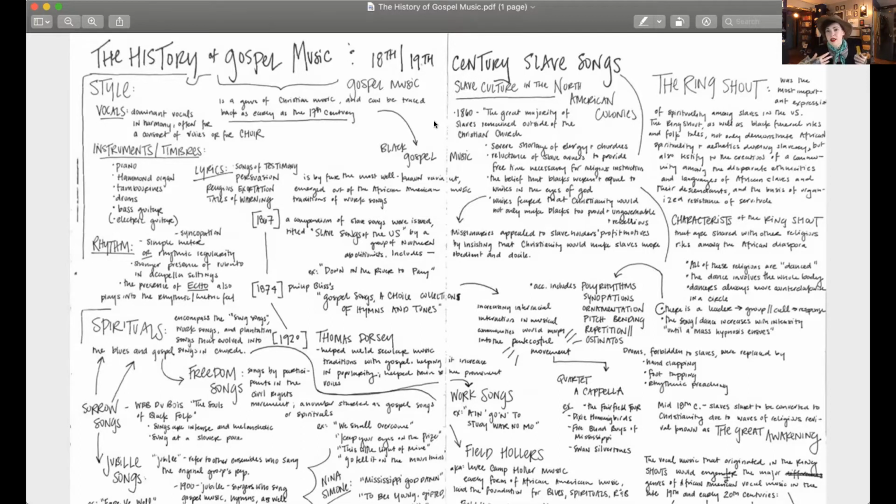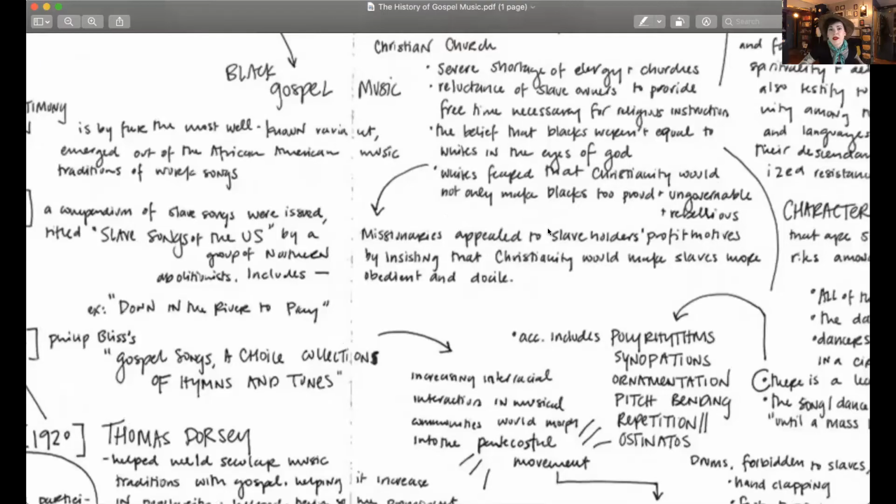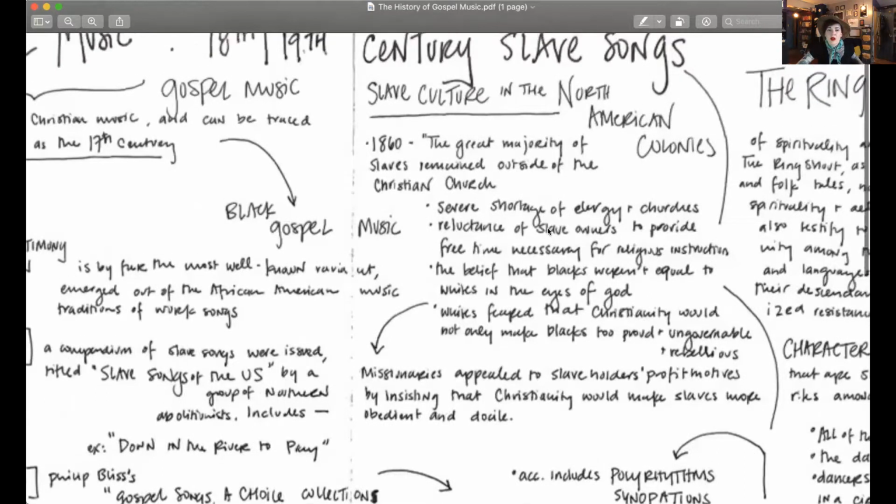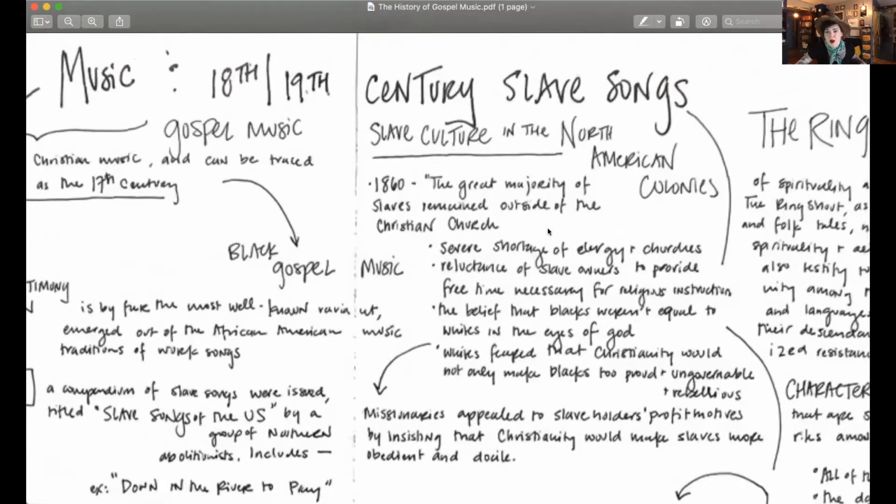Of course, there was this ongoing belief that was perpetuated by the white community that Blacks were not equal, and certainly not in the eyes of God. And, sorry, I can zoom in so everyone can read this. Whites ultimately feared that Christianity would not only make Blacks too proud, but ungovernable and rebellious. So there were a couple of things precluding the slave community at that time from being integrated into the prominent religious voice that was ongoing in the 1800s and mid 1800s more specifically.